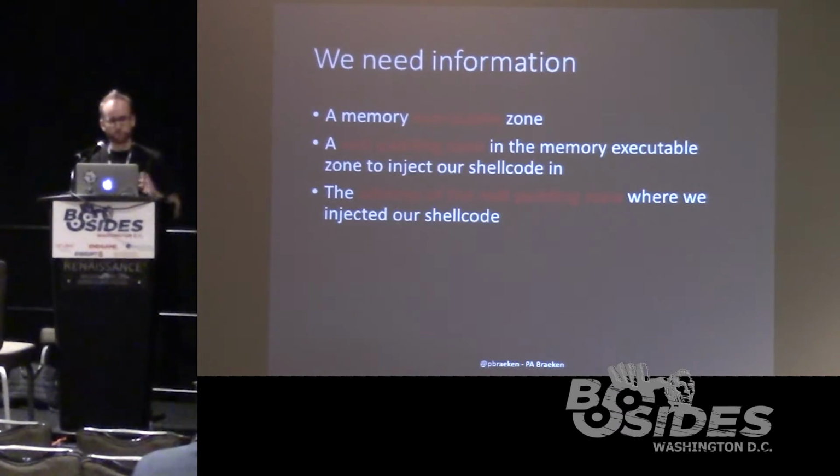So to do that, you need to get a memory executable zone somewhere. You need a null padding zone inside this memory executable zone, and you need the address of the null padding zone to execute it. I give you the hint: to execute it, we will just modify the instruction pointer register, and so the next instruction sent to the operating system will be your shellcode.